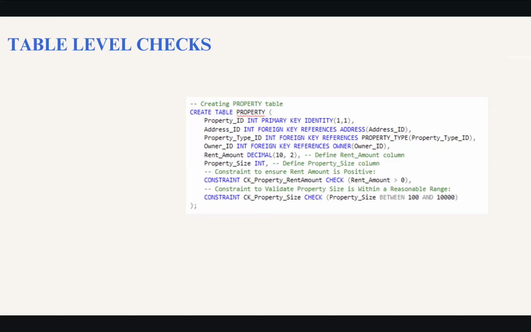Key attributes include the rent amount, which is set as decimal to handle precise monetary values. Property size is int to represent the property dimensions in square feet. Two constraints ensure data validity, that is, the rent amount and the property size are set between a realistic range, between 100 and 10,000. So these elements ensure the property table maintains accurate, consistent, and meaningful data within the database. Next.